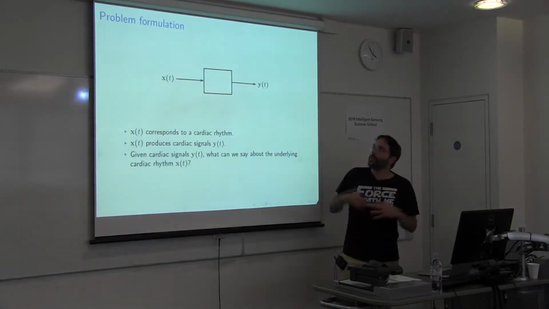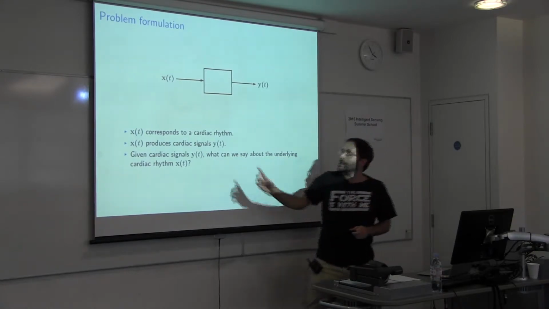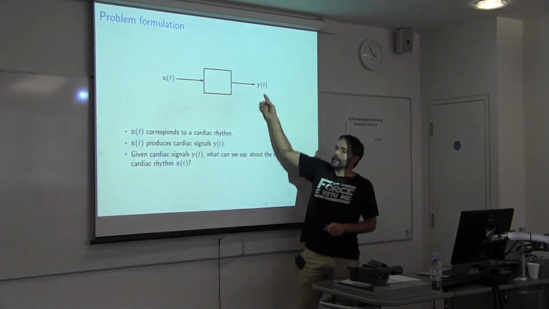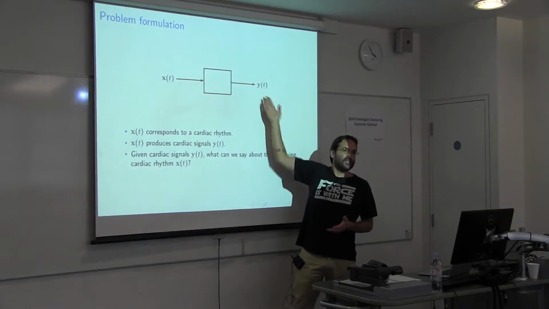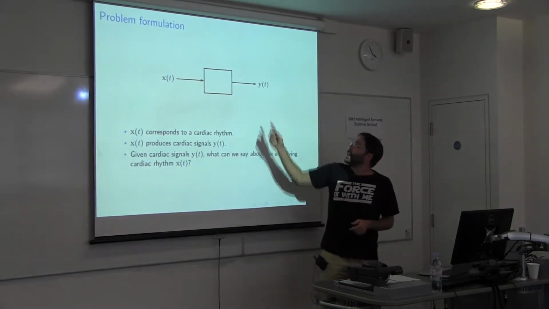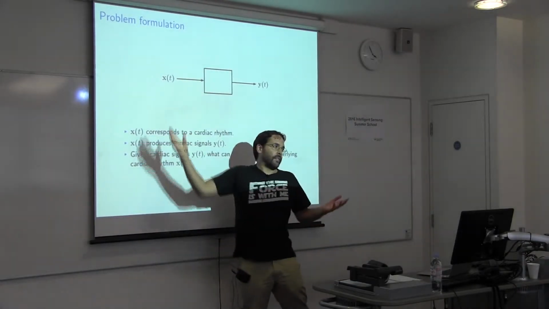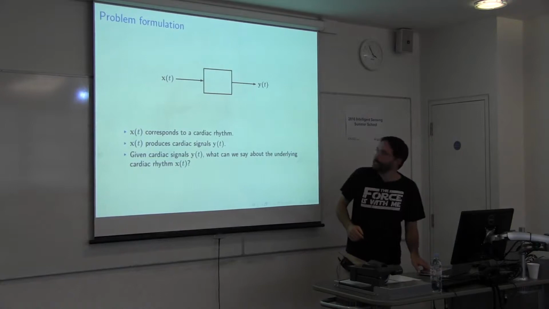So how do we formulate this problem? Well, it's very simple. Essentially, this is the activity of the heart. These are the cardiac signals. We know that cardiac activity produces some cardiac signals, so our problem is: given some cardiac signals, some observations, what is the activity of the heart? Right? It looks like deconvolution or something like that.